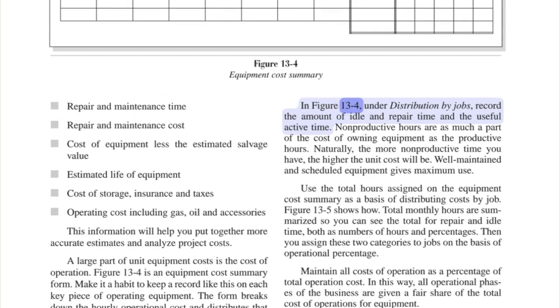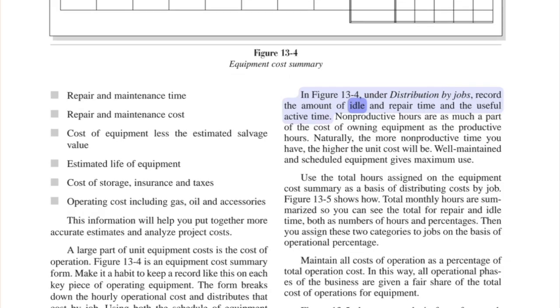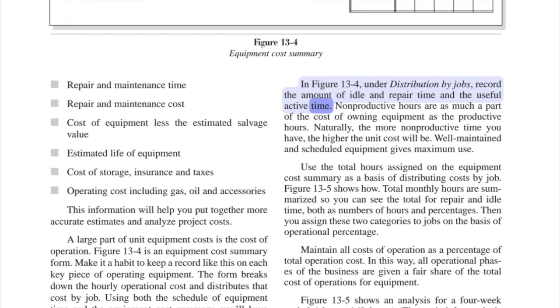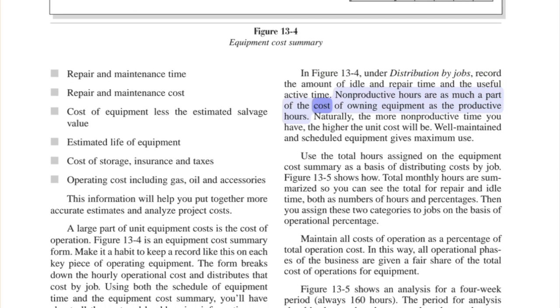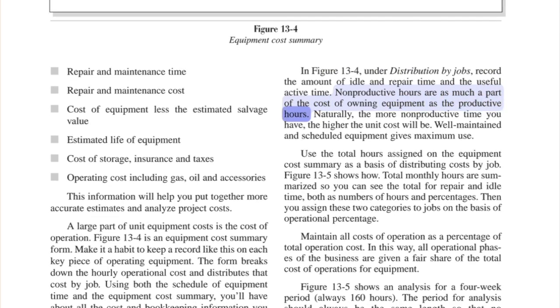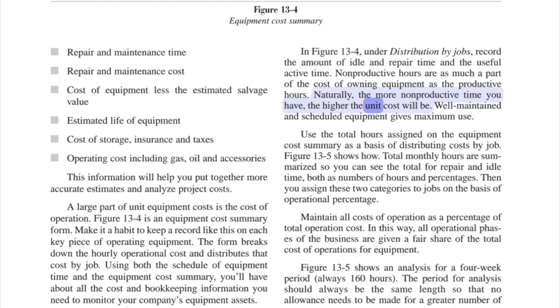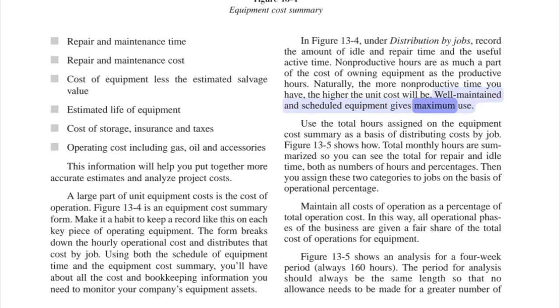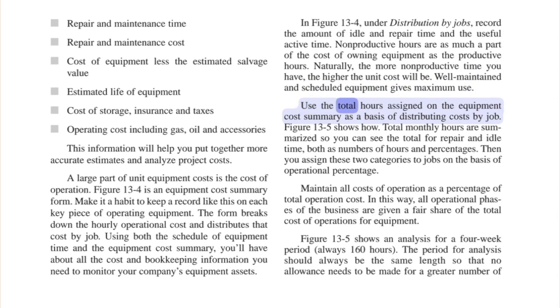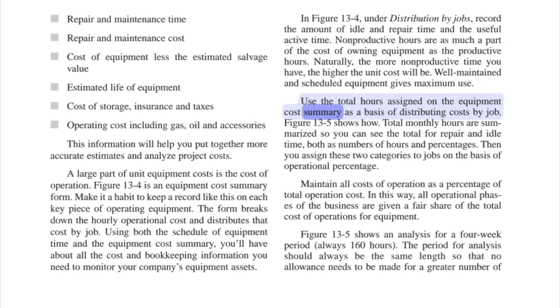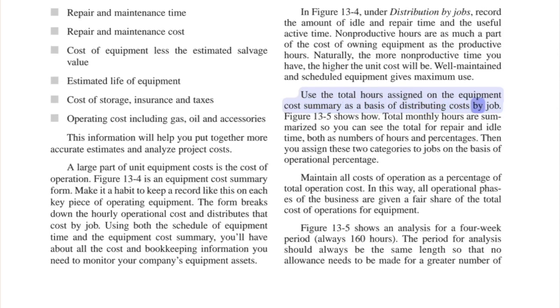In Figure 13-4, under Distribution by Jobs, record the amount of idle and repair time and the useful active time. Non-productive hours are as much a part of the cost of owning equipment as the productive hours. Naturally, the more non-productive time you have, the higher the unit cost will be. Well-maintained and scheduled equipment gives maximum use. Use the total hours assigned on the equipment cost summary as a basis of distributing costs by job.